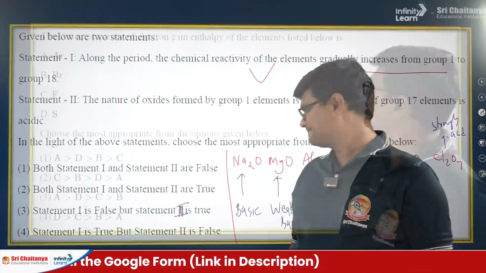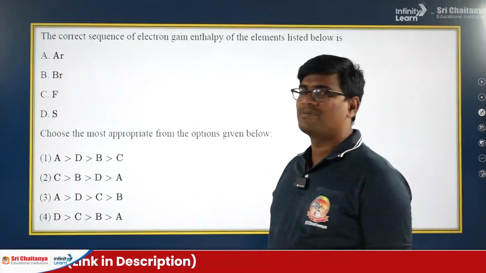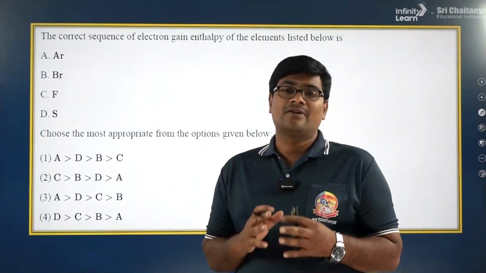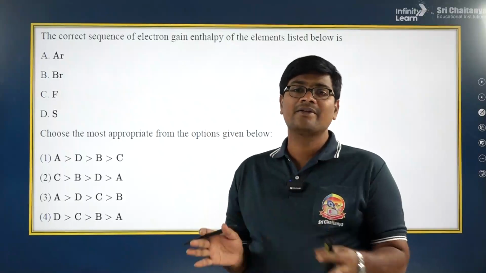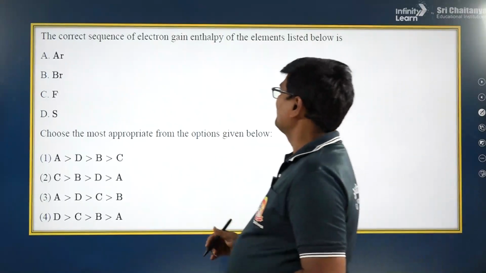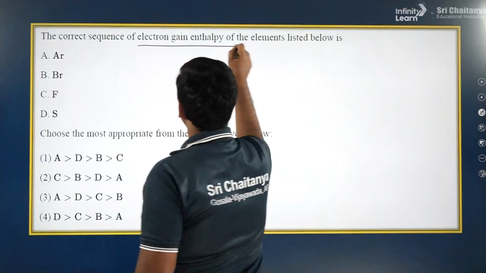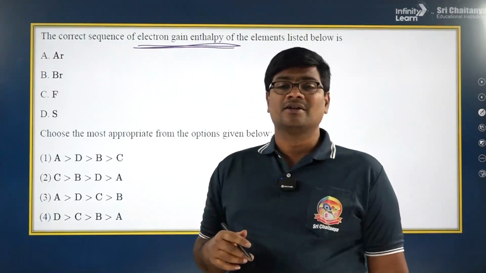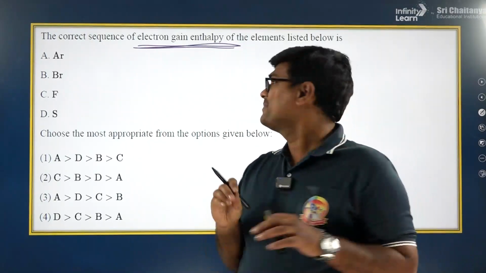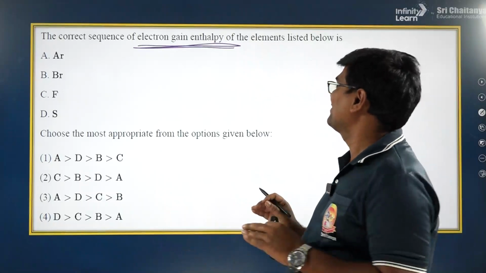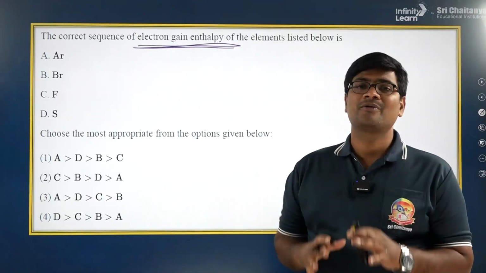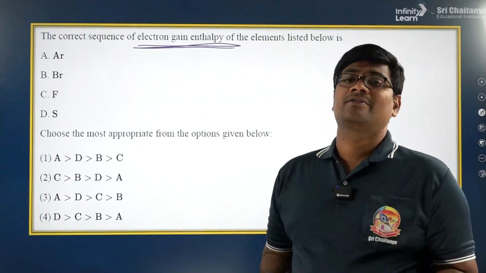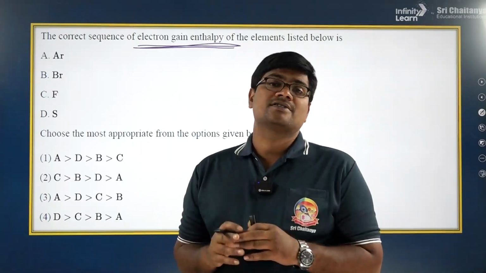Let's go for the next. The correct sequence of electron gain enthalpy of elements. Again electron gain enthalpy, but they have given different options and different elements randomly. So please be careful. They don't mention the negative value. This question looks easy, but many make the mistake. They have simply mentioned the correct sequence of electron gain enthalpy, without the negative value. That means we need to take the sign into consideration. Very, very important.